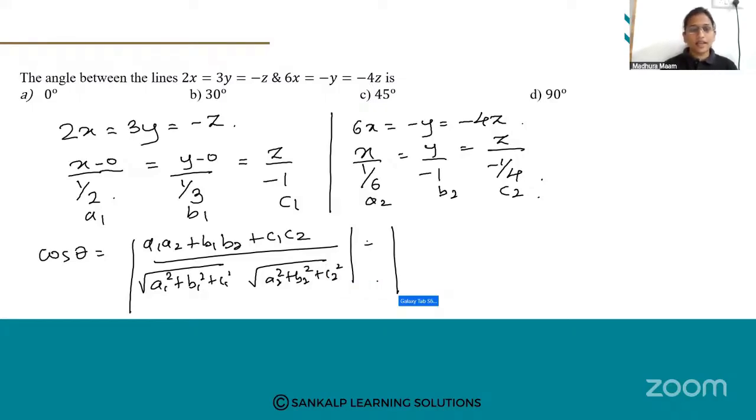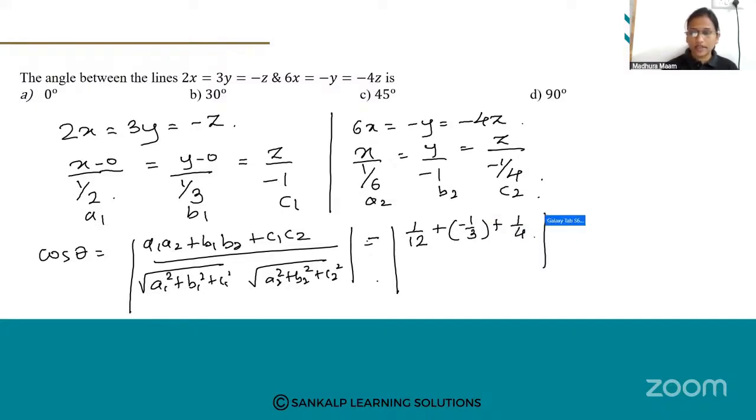Okay? Then how will you save time? Try to save a little time. Do a1 into a2 orally. What is a1? 1 by 2, a2 is 1 by 6. So 1 by 2 into 1 by 6 is 1 by 12, plus b1 into b2. b1 is 1 by 3, b2 is minus 1. So that is minus 1 by 3, plus this is minus 1, this is minus 1 by 4, that is plus 1 by 4. Correct?